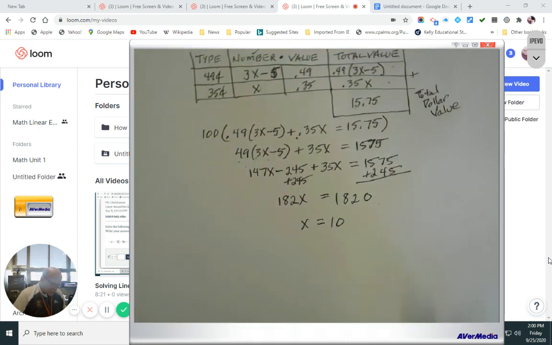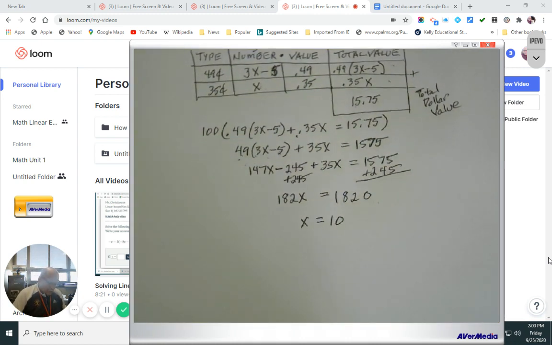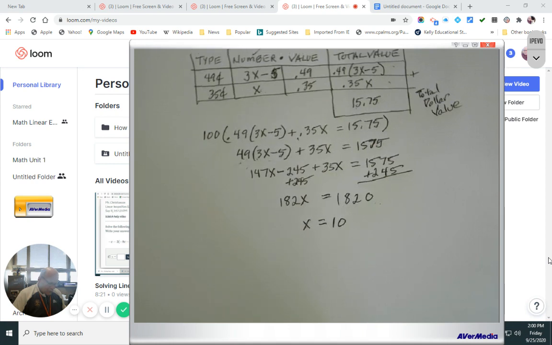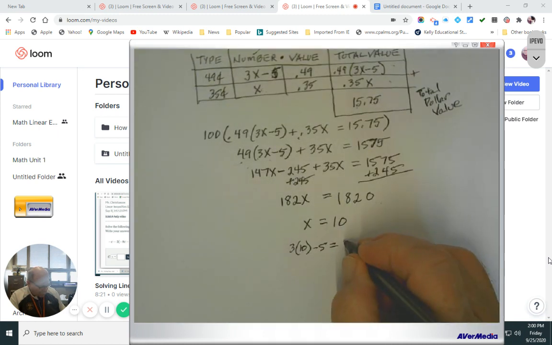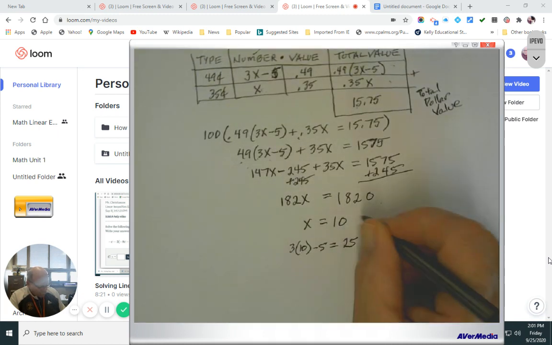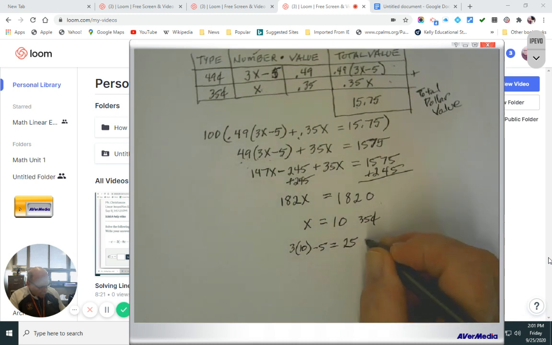All right, so we have 10 stamps that are 35 cents each. And how many stamps do we have then of the 49-cent variety? Well, we're going to take 3 times 10 minus 5. So what are we going to get there? 30 minus 5, we're going to have 25. So this is 10 35-cent stamps, and this is 25 49-cent stamps.